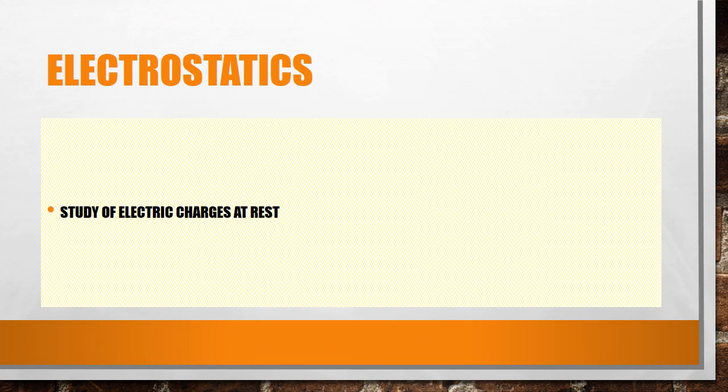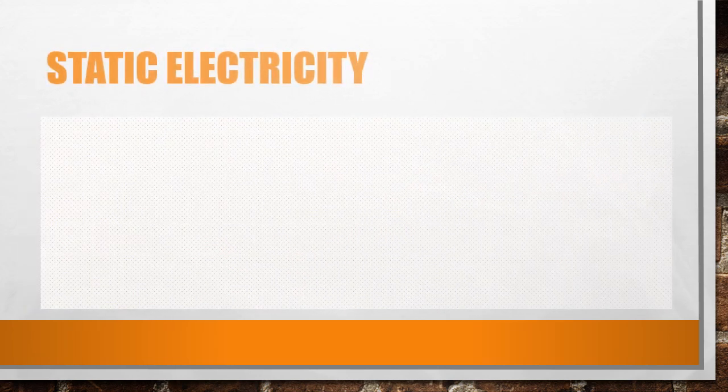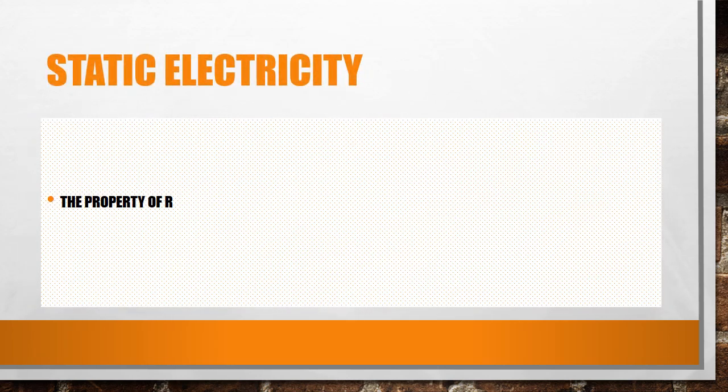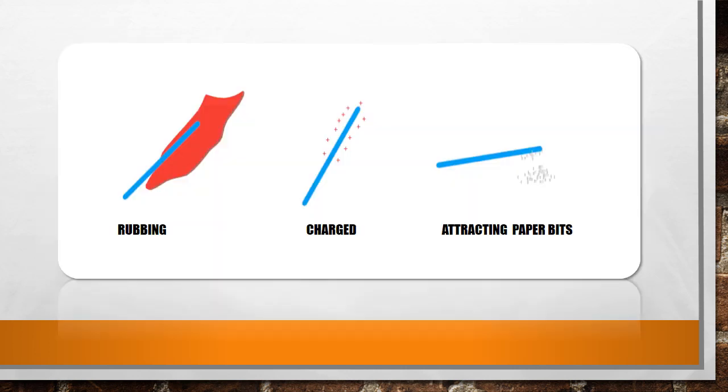Welcome to a class on electrostatics. In electrostatics, we deal with the properties of electric charges at rest. What is static electricity? The property of rubbed substances due to which they attract light objects is called static electricity. When suitable substances are rubbed together, they acquire equal and opposite charges.